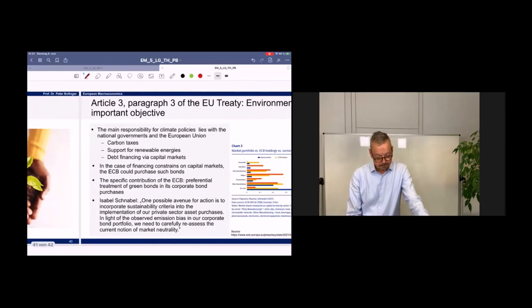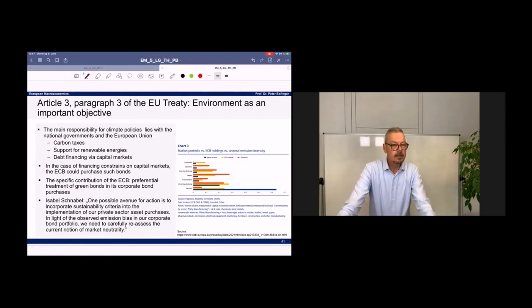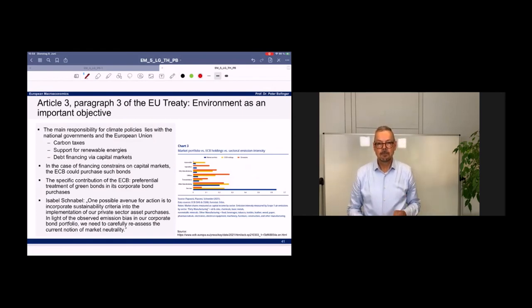And so the question is, how can the ECB do something to fight climate change? I think what should be clear is that the main responsibility for climate policies lies with the national governments and the European Union, which also have the most powerful instruments. Instruments to deal with climate change, I think we all know this, are carbon taxes, financial support for renewable energies, maybe also investments in all kinds of transportation networks, and investments to make the whole housing sector more energy efficient. So there's a lot to do by the national governments, and these are instruments of fiscal policy, not of monetary policy.